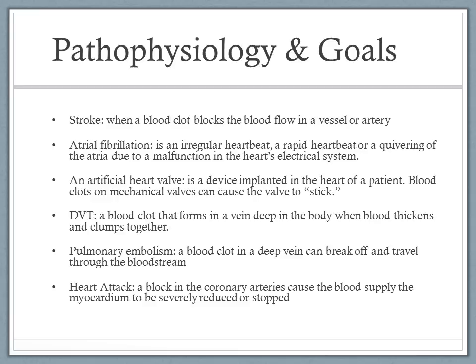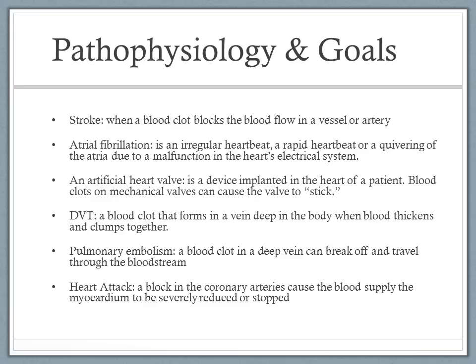The second one, atrial fibrillation. It happens when the heart rapidly beats or quivers in the atria. Atrial fibrillation is usually due to malfunction in the heart's electrical system. This condition can interrupt the normal flow of blood through the heart, allowing clots to form. This clot can potentially travel through arteries, lodge in the brain, and cause stroke. The goal for atrial fibrillation and also stroke is to prevent the clot from happening.